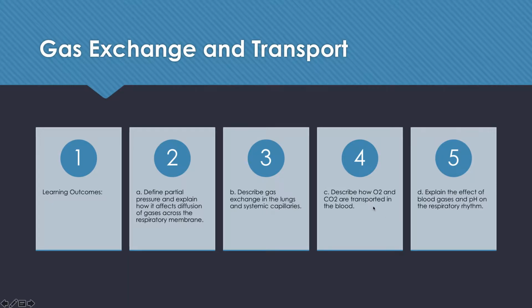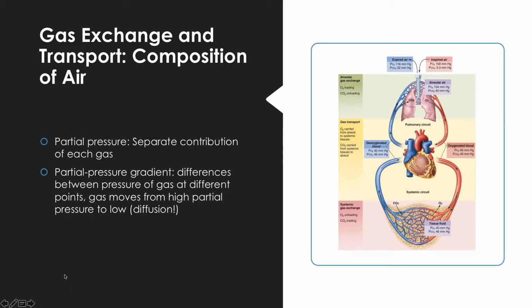We'll talk about how O2 and CO2 are transported in the blood, and we will explain the effects of blood gases and pH on respiratory rhythm. So this is really the cool part, but fair warning, it does involve some chemistry. So if that gave you nightmares in 121, prepare yourselves.